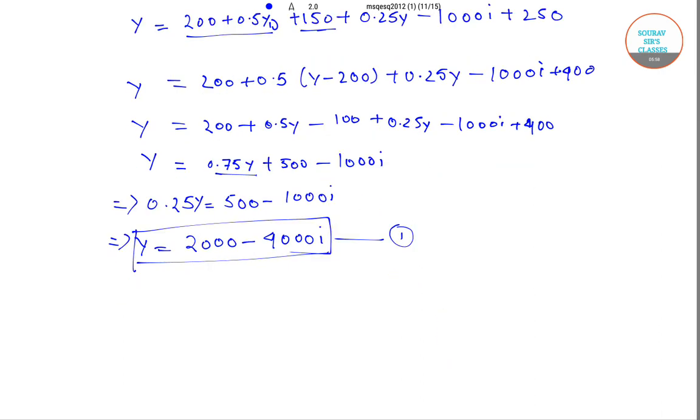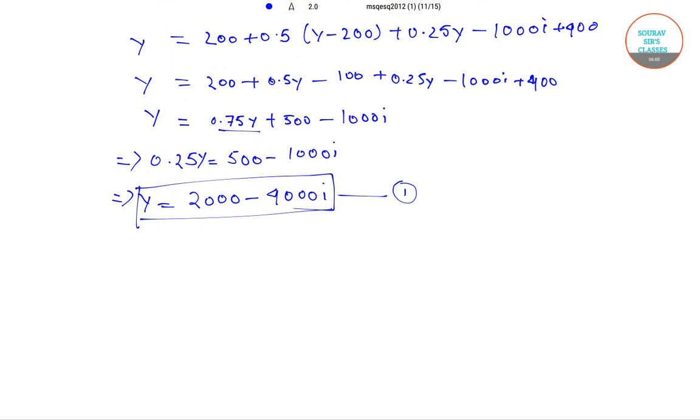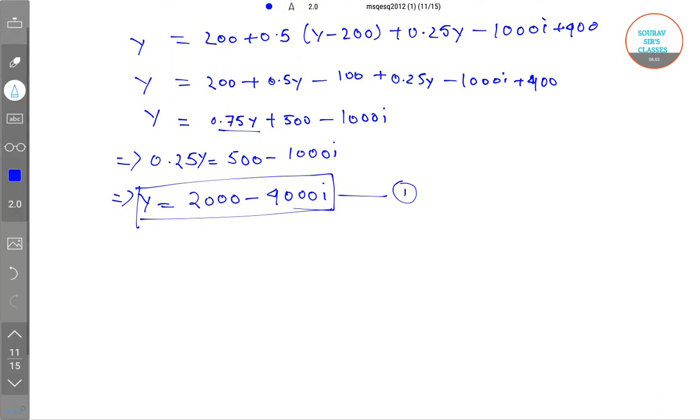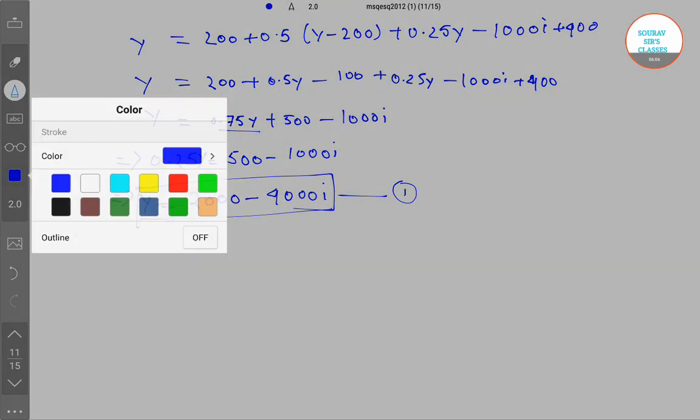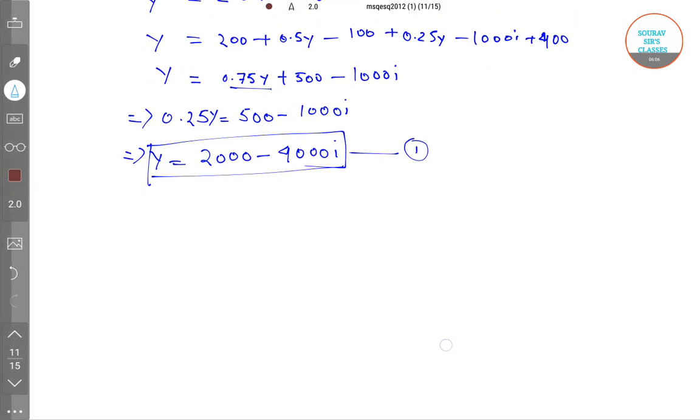Now from there we can also find the LM equation. For the LM equation, we simply have to equate. We know the LM equation basically talks about the equilibrium in the money market.